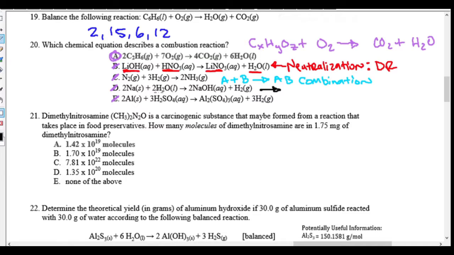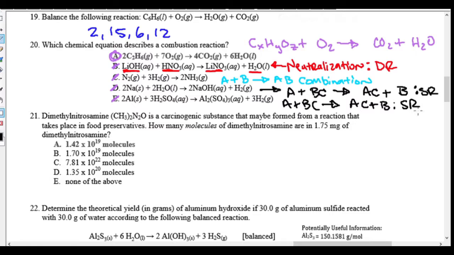So right here, this reaction would look like this. You have A plus BC as a general reaction. That is going to AC plus B. So that would be a single replacement reaction. And then for this one right here, we've got the same deal. We have A plus BC going to AC plus B. So again, that's a single replacement.